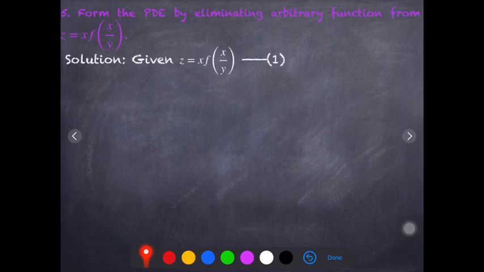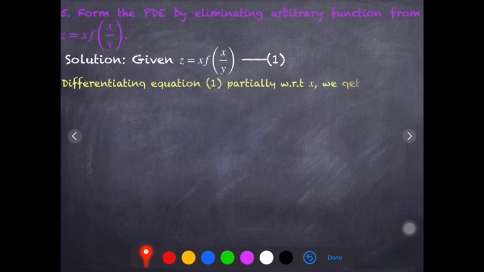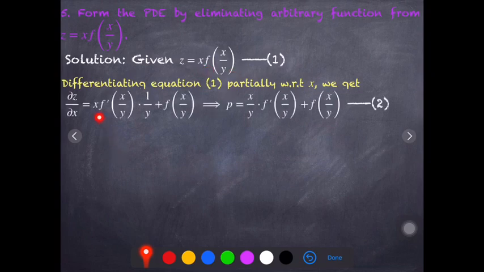Now moving to the next problem. They are asking us to form the PDE by eliminating the arbitrary function from z is equal to x into f of (x by y). Take the given equation as number 1 and differentiating partially with respect to x. Observe here we have two functions and both are functions of x, so I will apply the product rule here. First function x into f dash into differentiation of x by y is 1 by y, plus differentiation of x is 1 into second term f of (x by y) as it is.